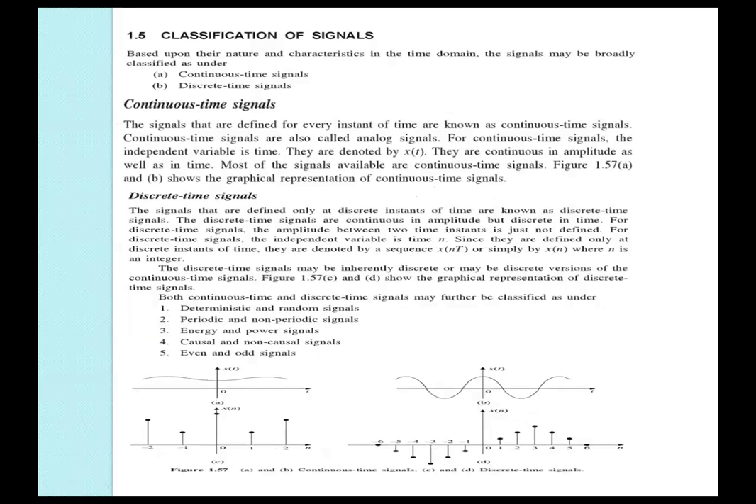Next, see the classification of signals. Already we know the continuous time signals and discrete time signals. The continuous time signal means the signals that are defined for every instant of time. Every instant of time is continuous. A specific instant of time means discrete. Continuous time signals are also called analog signals. For continuous time signals, the independent variable is time. It is denoted by x of t. They are continuous in amplitude as well as in time. Most of the signals are available as continuous time signals only.